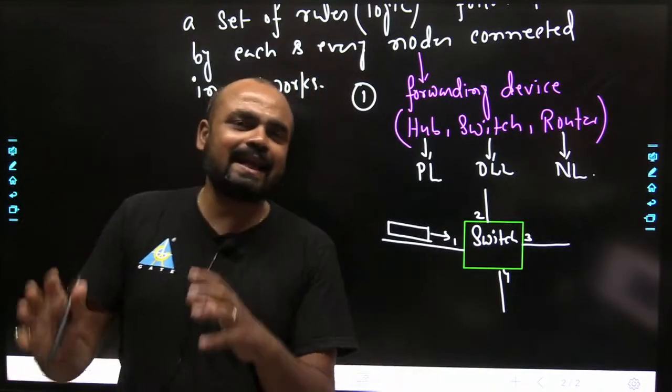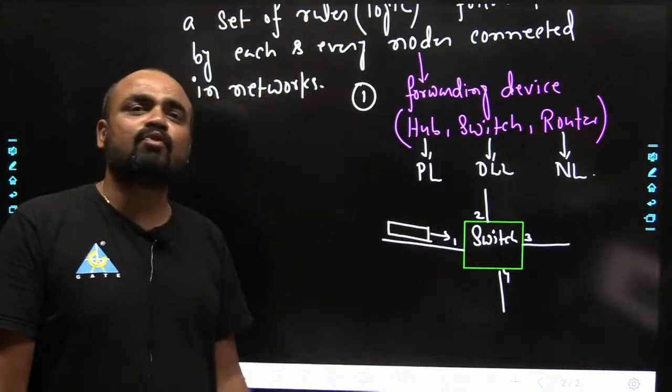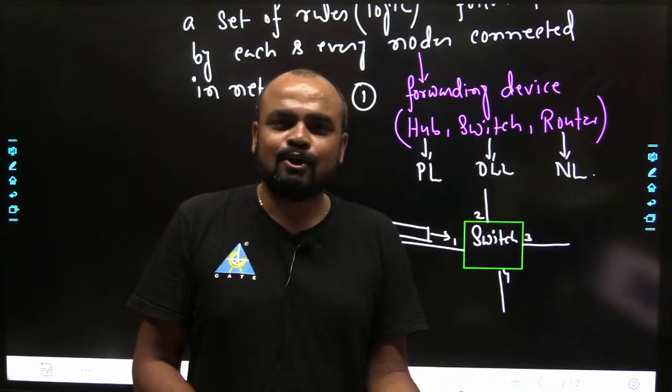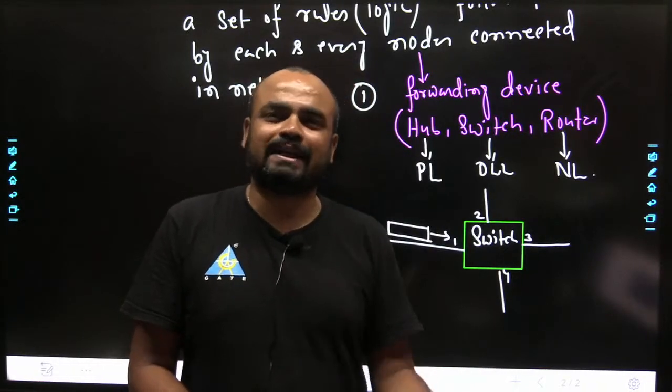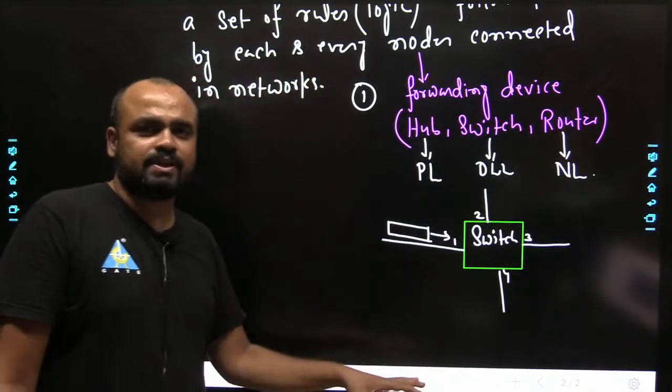So in real life, you cannot create a clone of yourself. But in a computer network, what can we do? Ultimately, it is the data, no? It is the data packet. So we can create a clone of the data packet, or copies of the data packet. So we have two different options.